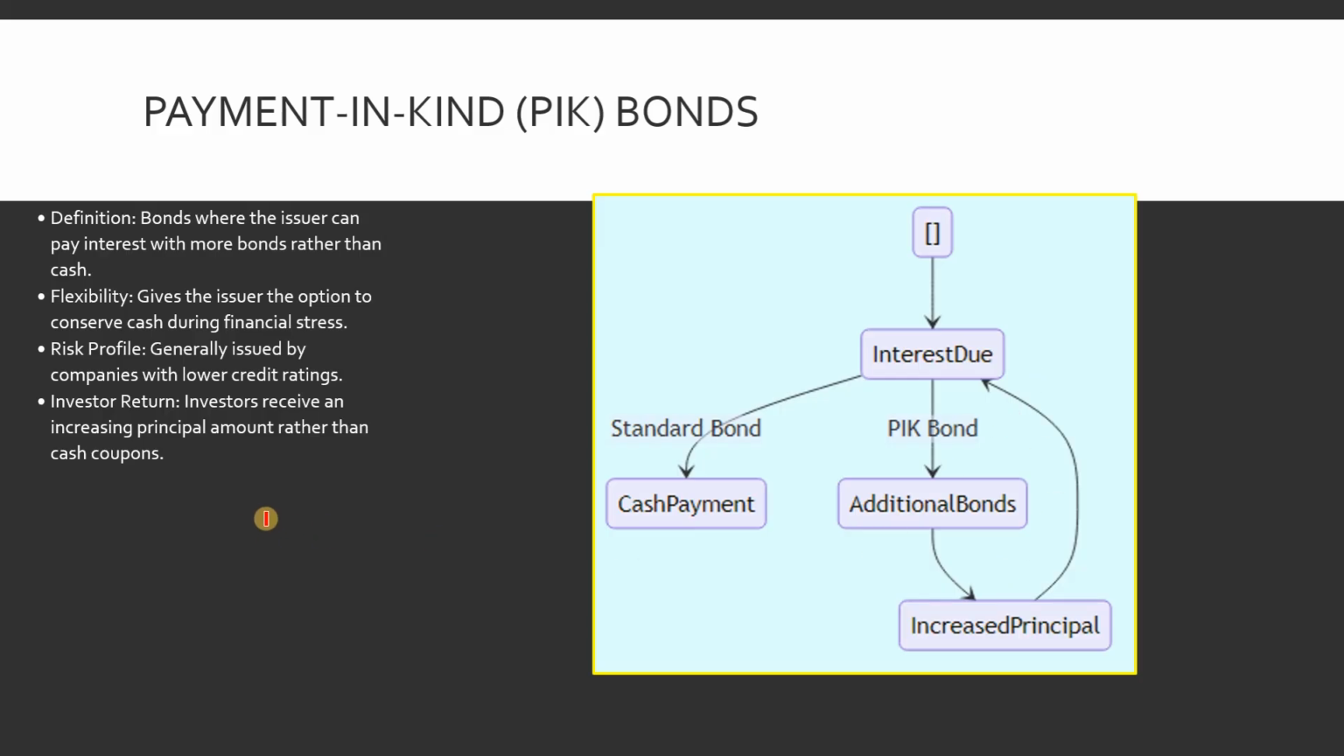If you see in this diagram, the decision process at the interest due. When the interest is due, a standard bond moves to cash payment. A standard bond would pay you the cash for your interest. However, the PIK bond would issue additional bonds to you. This leads to increased principal, which then loops back to the next interest due cycle, like this. Correct?